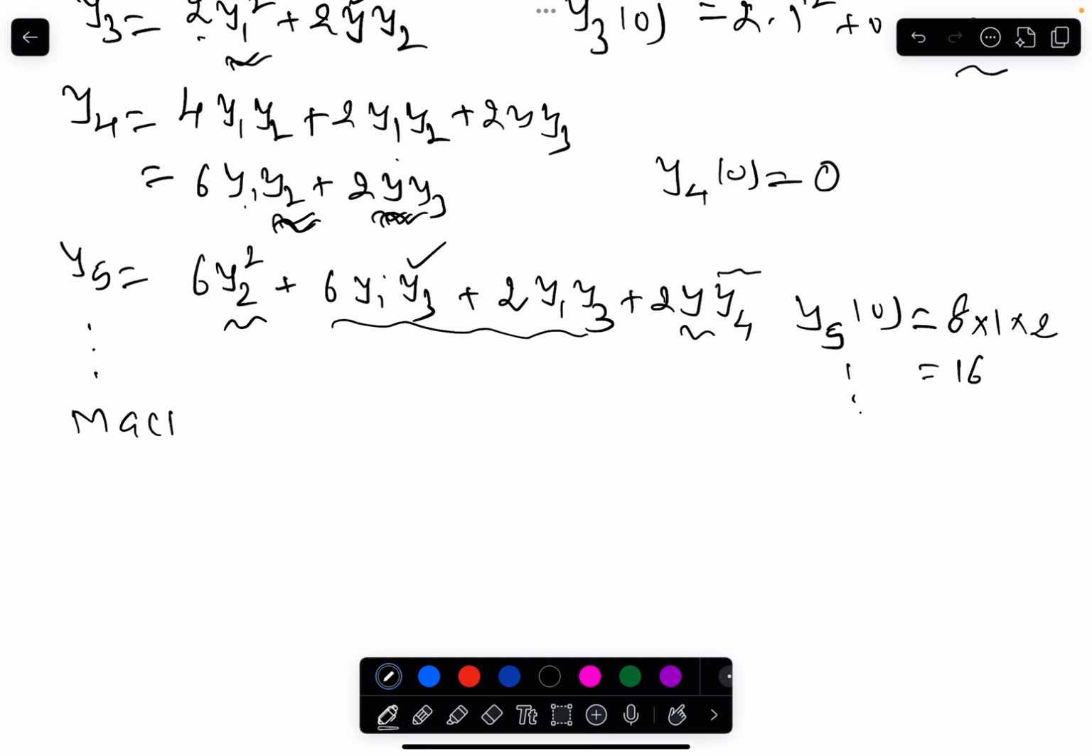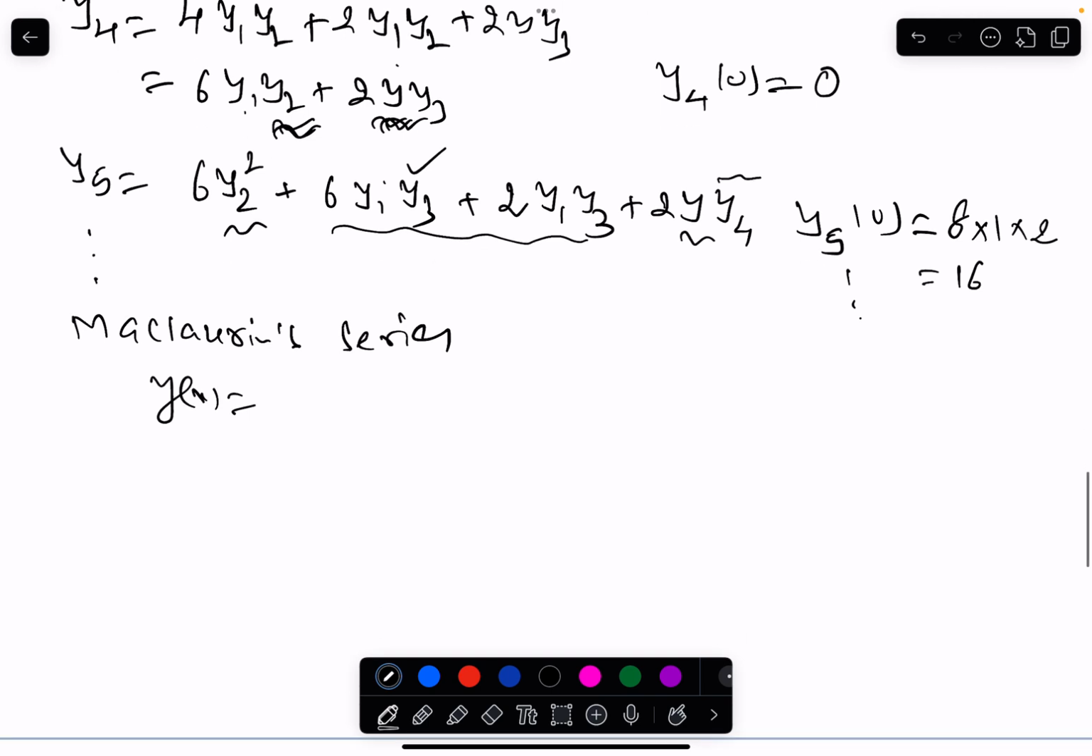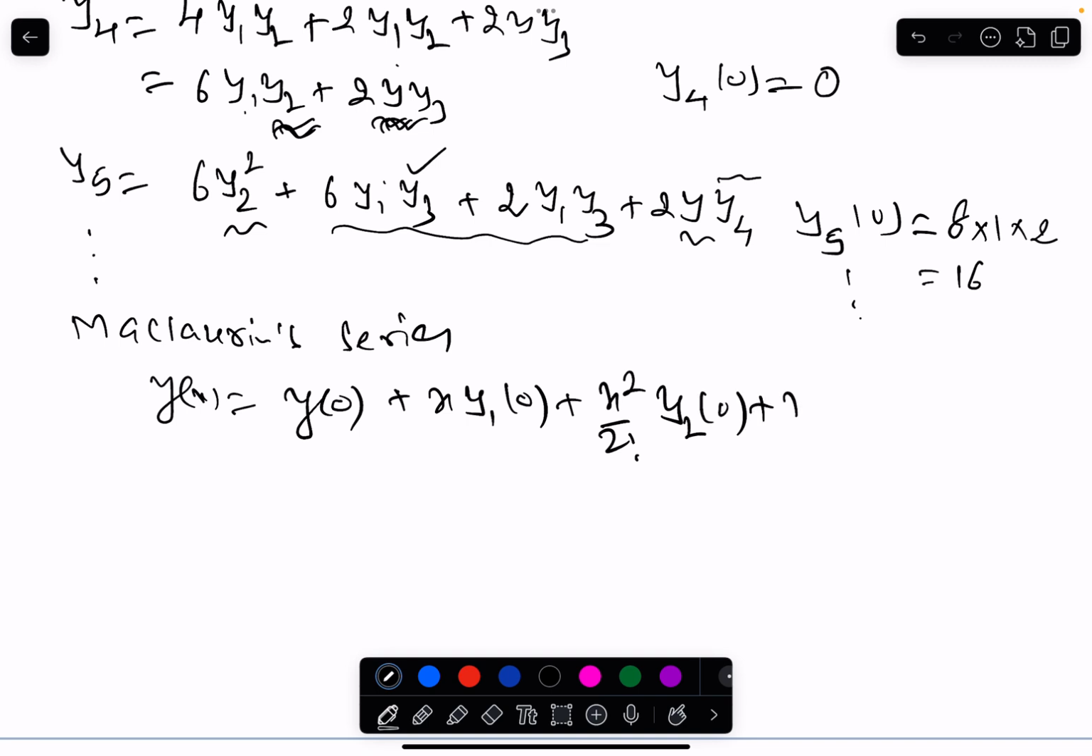So the Maclaurin series: y at x is equal to y at 0 plus x y1 at 0, plus x square by 2 factorial y2 at 0, and so on, plus x cube by 3 factorial y3 at 0, and so on.